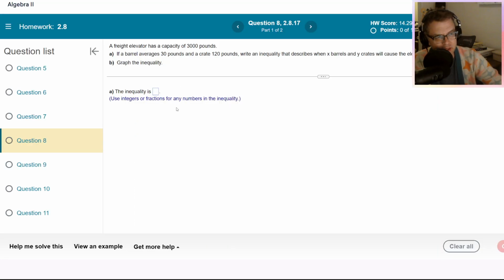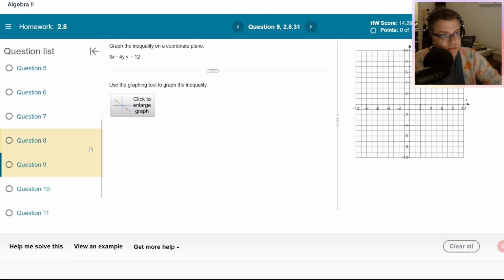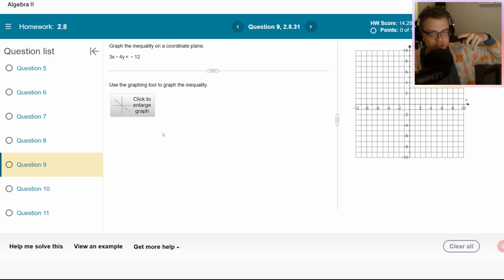Okay. I think that's right. I'll double check. If it's wrong, I'll put it in the email because I want to make sure I didn't get it wrong. Graph this inequality on the coordinate plane. You could do all the math to move it so it just ends up being a y equals mx plus b sort of problem, but we have Desmos, so just use this.